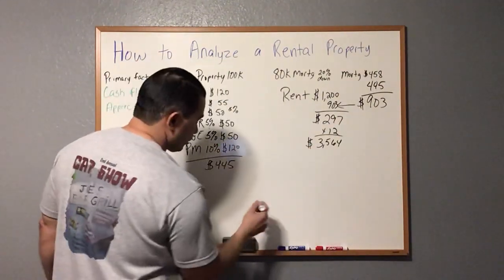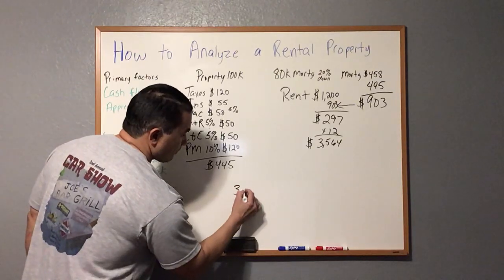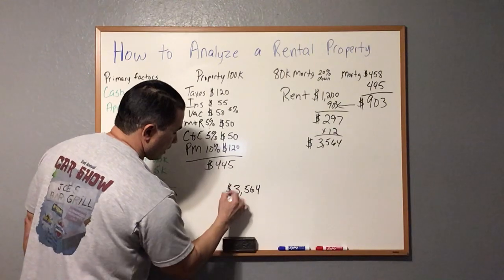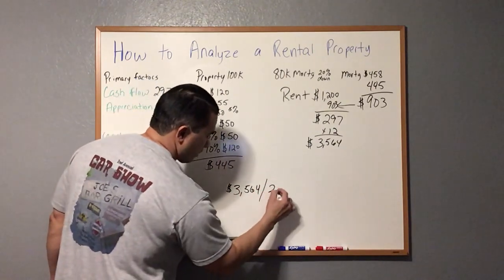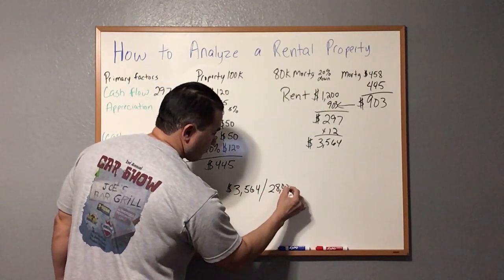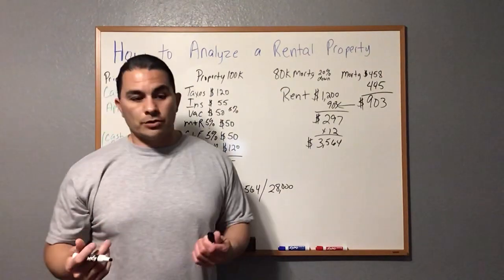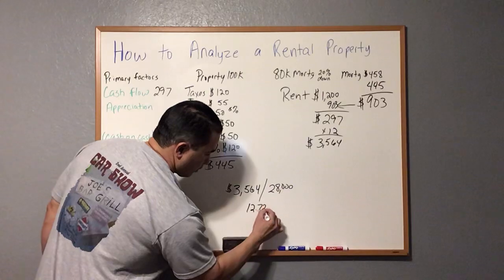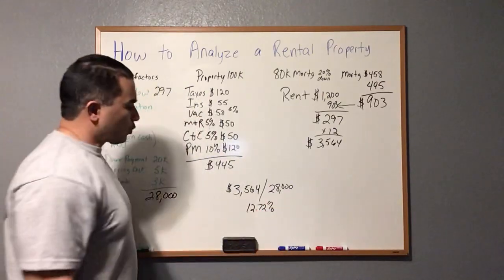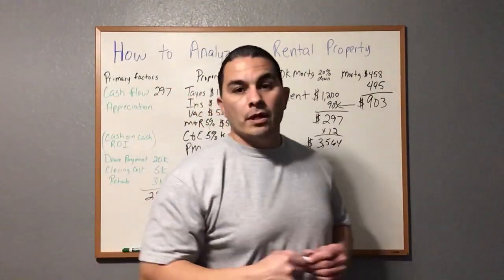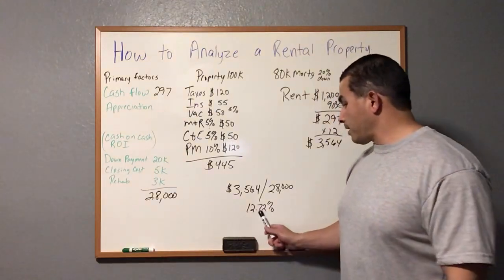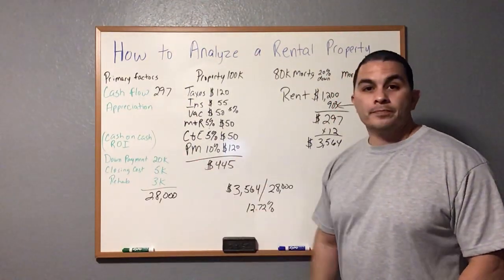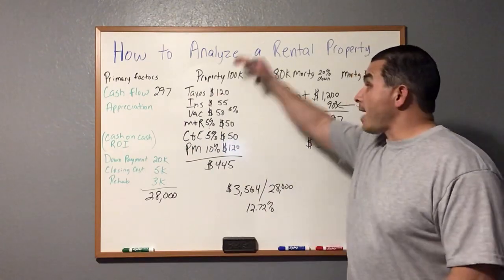So what you're going to do is you're going to bring your $3,564. This is your annual. You're going to bring that, and you're going to divide your $28,000. This is going to bring 12.72%. That's how much you're making off of this property, because that's all you put in it. Okay? You didn't buy it in cash.